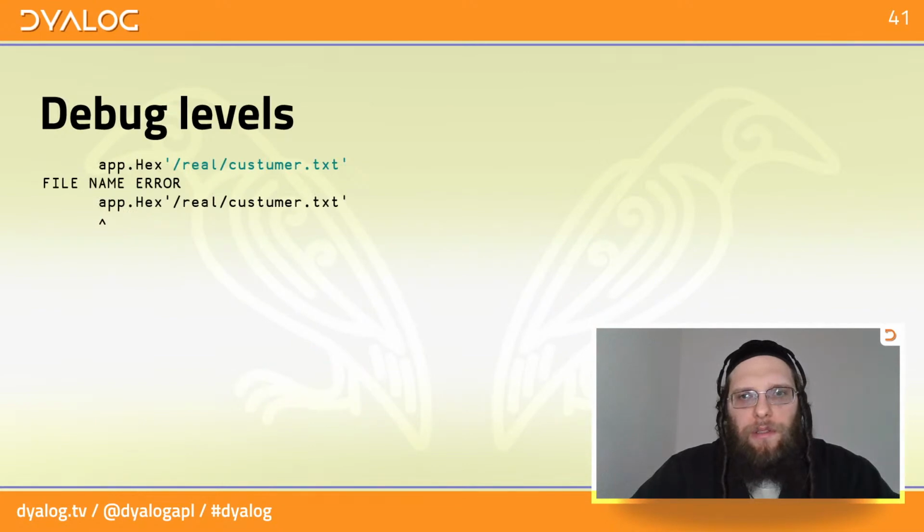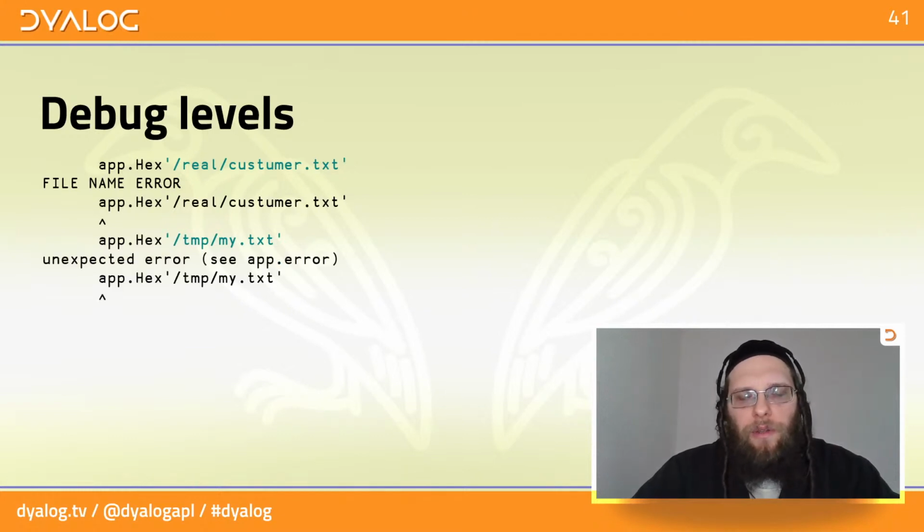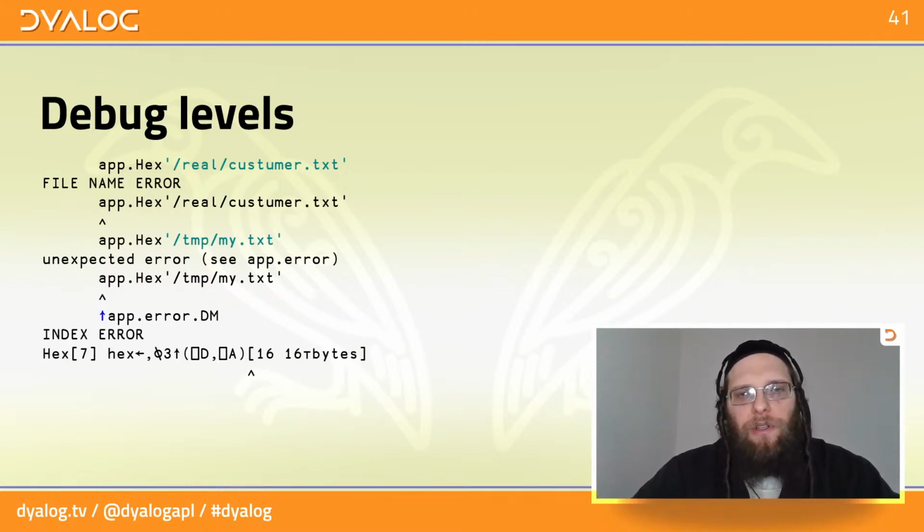Now let's try it. We get an error here. This was being handled by the file name error handling thing, and then for the actual application code error, we get the message about the unexpected error, a reference to app.error, and then we can do app.error. It's a namespace, of course, so we can say what's the diagnostic message from that, and we can see the code that went wrong.